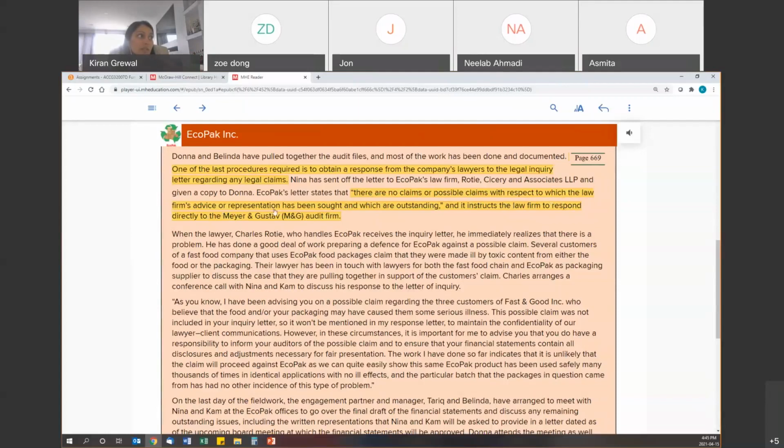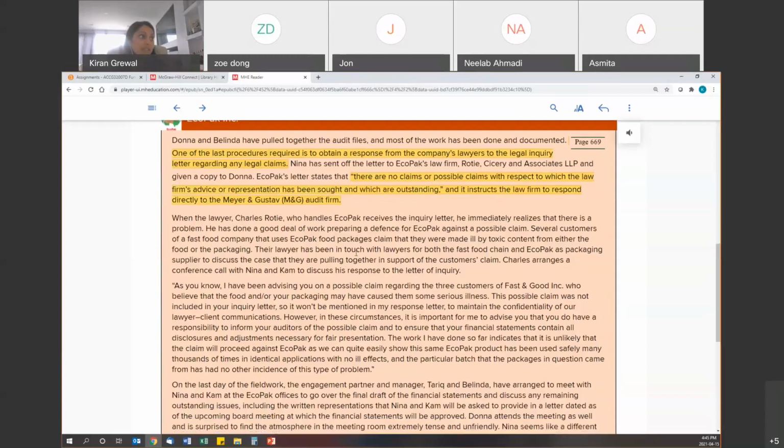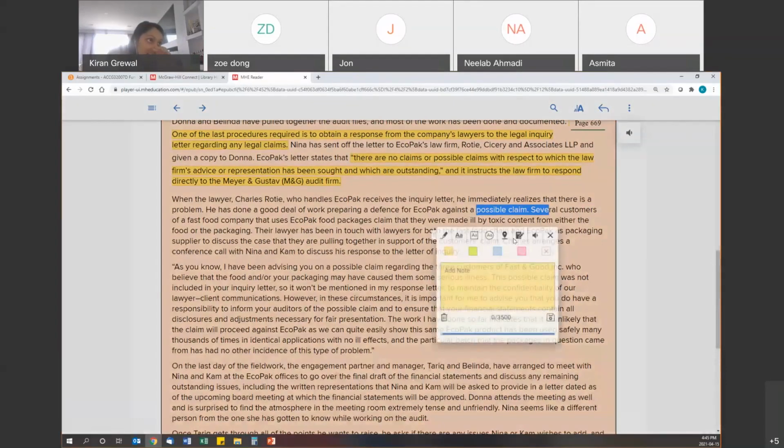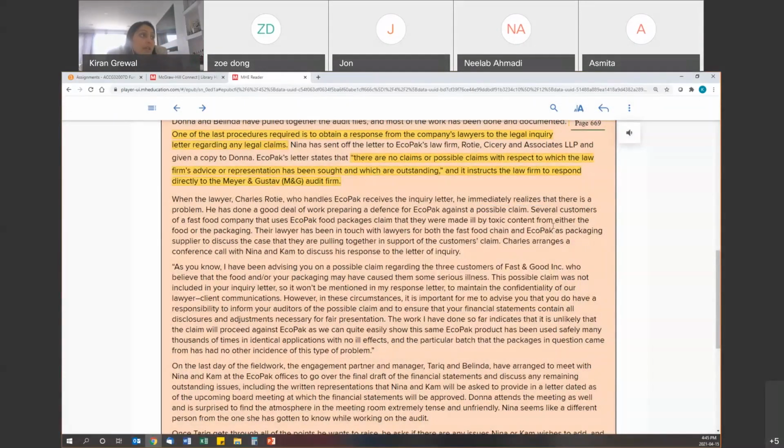The letter states that there are no claims or possible claims with respect to which the law firm's advice or representation has been sought and which are outstanding. So basically EcoPack says we have no claims or possible claims, and they're just confirming with the lawyer that that's true. Problem is, that wasn't true. There is a possible claim against EcoPack that was not on the letter.